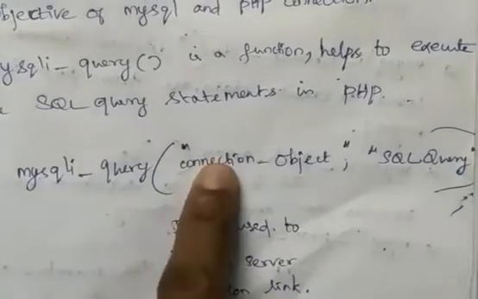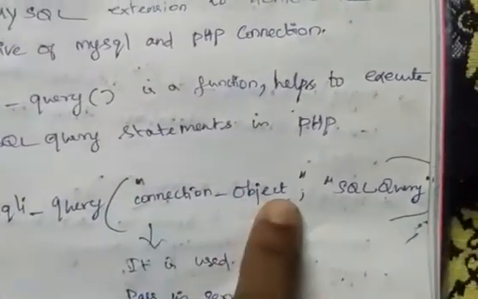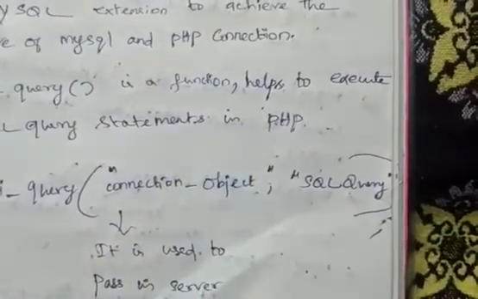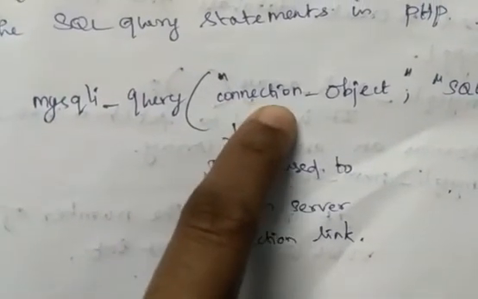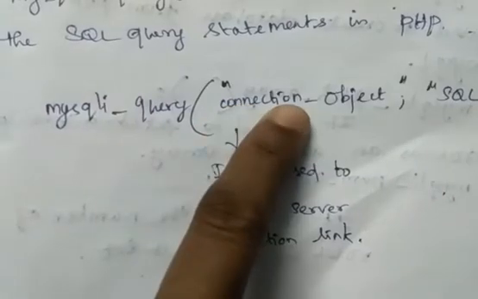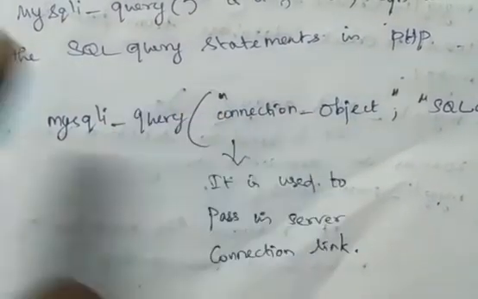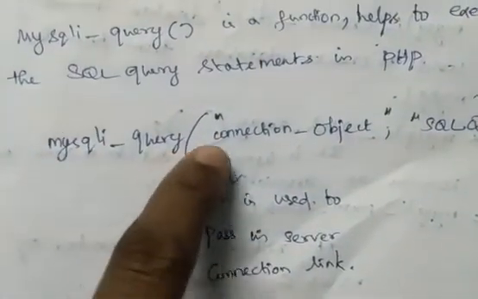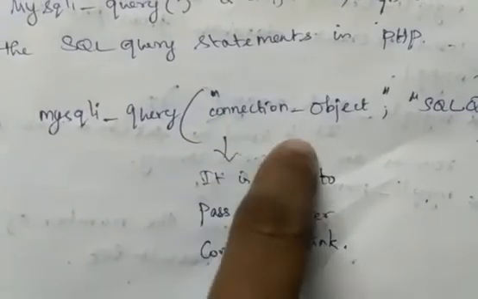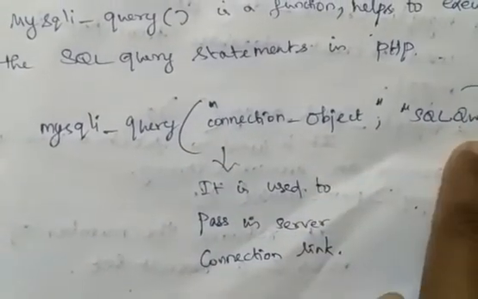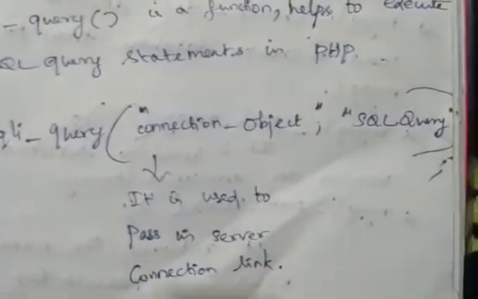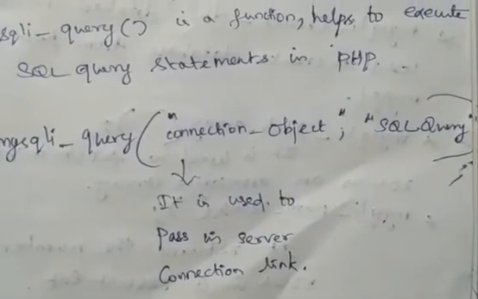So here we have to specify the connection object. The connection object is used to pass the server connection link. How do we get the server connection link? That link we have to specify as a connection object. So in our example, mysql_query $CONN, comma, and then the query: select star from, like that. In your book, they have given this example.